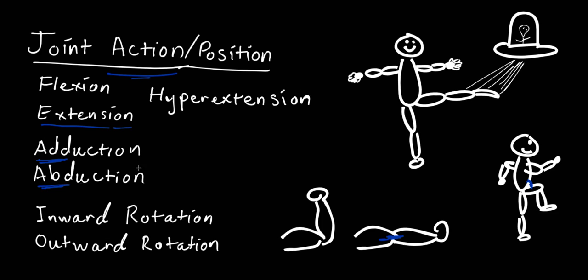Abduction is like it's being abducted by aliens, so it's moving away from the body. Inward and outward rotation can be found in the ball and socket joints, so the hip joint and the shoulder joint. I think we kind of know what these are intuitively, but inward rotation is going to be rotating toward the middle. Outward rotation, we all know outward rotation at the hip joint pretty well from dance, probably.